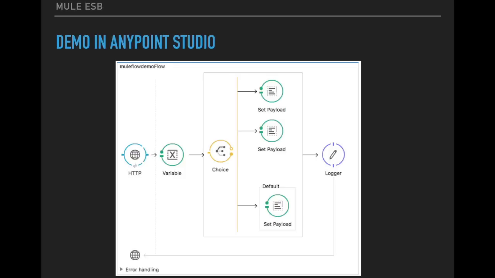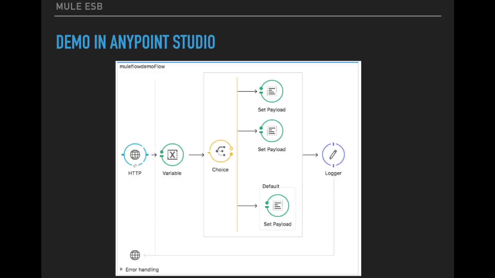So what I will be doing is we will be creating one HTTP endpoint, and we will be passing a message from our caller from the browser, and based on that we will be setting a variable, and then we will use a choice router in Mule Anypoint Studio, and then based on that choice we will set three different payloads, and then we will see how it works. So this is a very basic demo.